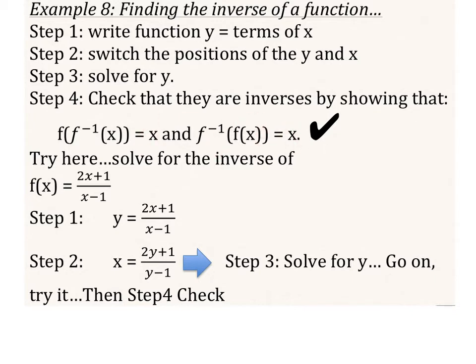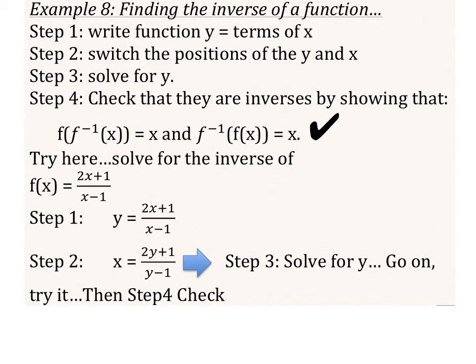Okay? So for this first one here, we have f of x equals 2x plus 1 over x minus 1. So I write it as y equals all of my x's. And then everywhere that I saw an x, I'm placing y's. So there was an x in top and bottom, so now there's a y in top and bottom with an x right there. And then our goal is to now solve for y.